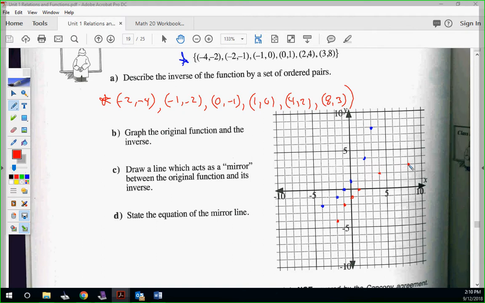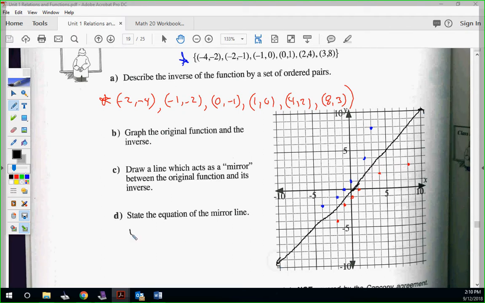Draw a line that acts as a mirror between those points. You can see that they are definitely doing something. They're related. See that? They're actually mirrored on the y = x line, which makes sense, right? Because we're flipping y and x. So we're flipping over that line of y = x. Sorry about the little curvature there, but it's supposed to be straight.